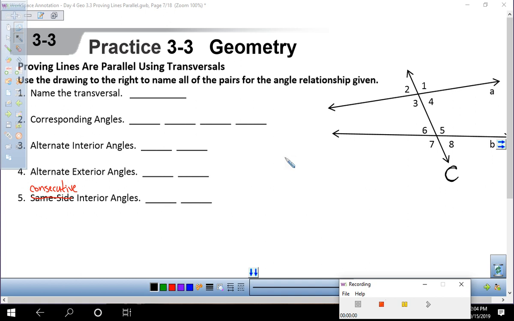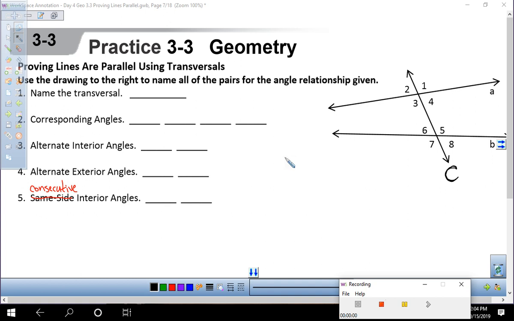Alright, today in geometry we will be doing 3-3, which is proving lines are parallel using transversals. So you're going to notice that this lesson looks very similar to the 3-2 lesson that we just did. So this very first part of the notes is actually review from last time.